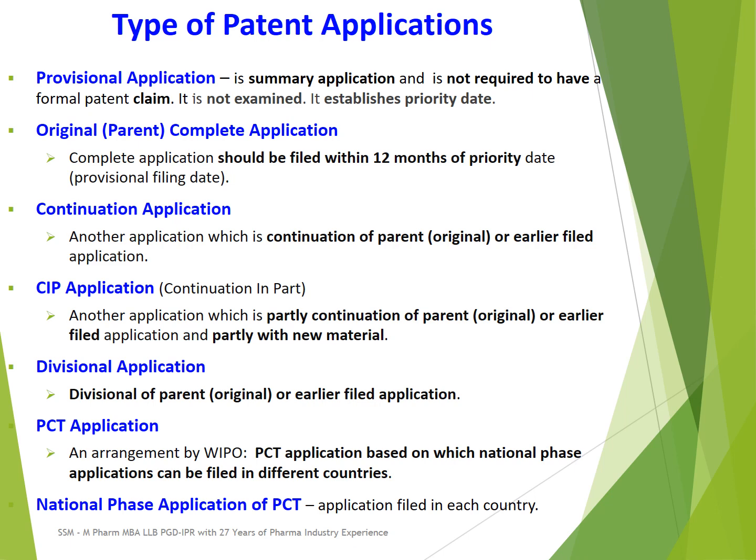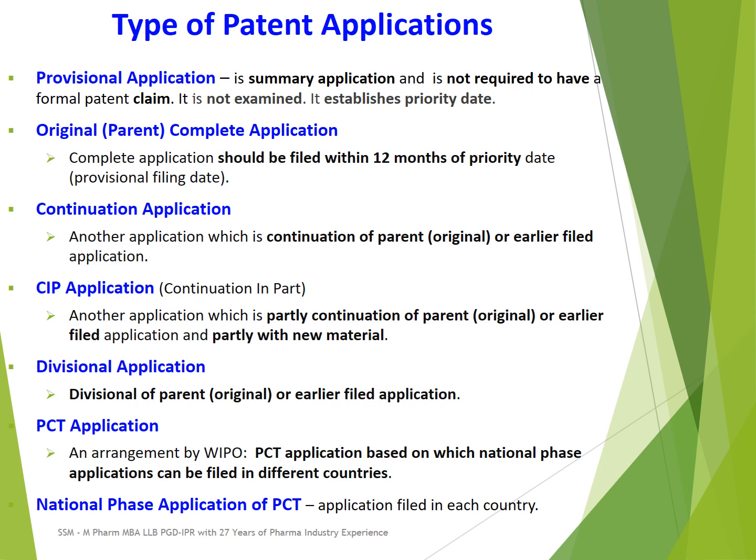Next is the divisional application. A divisional application is a divisional of the parent or earlier filed application. In a divisional application also, suppose in the earlier original application the patentee or applicant has claimed 2 products in one application only. Now he wants to claim these 2 products separately in separate applications. In order to do that, he can file a divisional application. That second application will be called the divisional application, which claims each product separately.